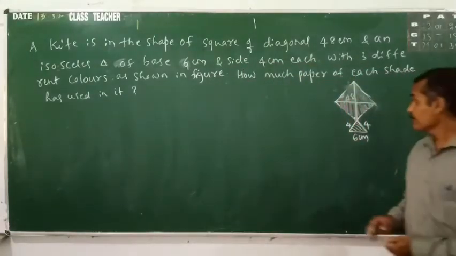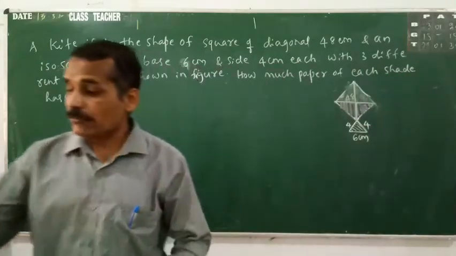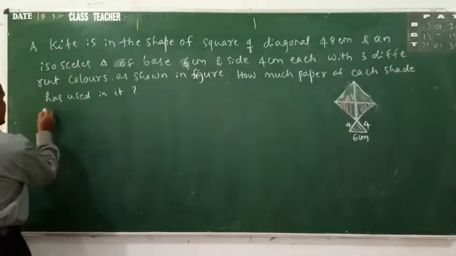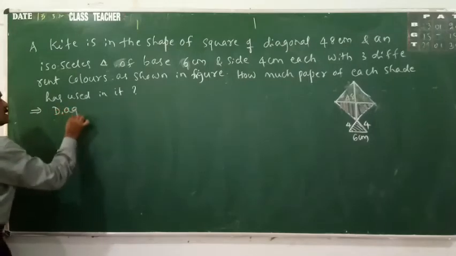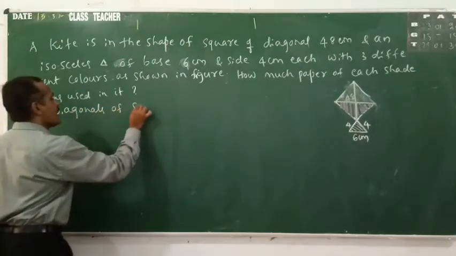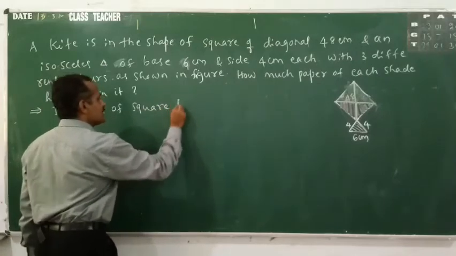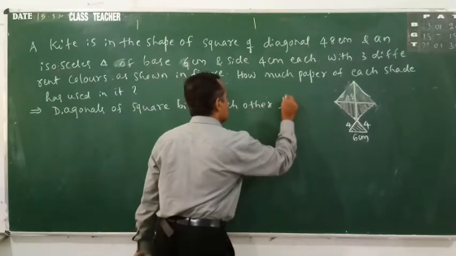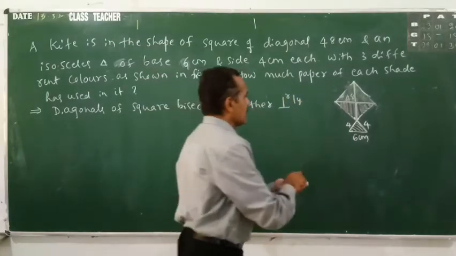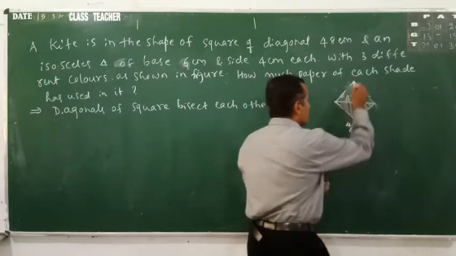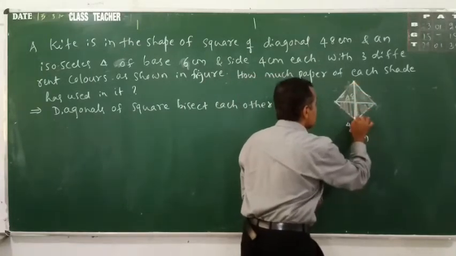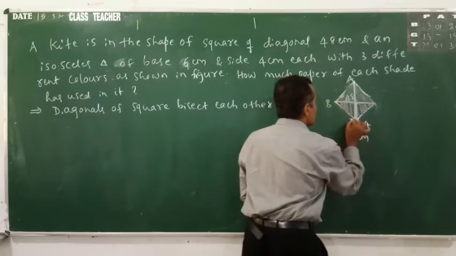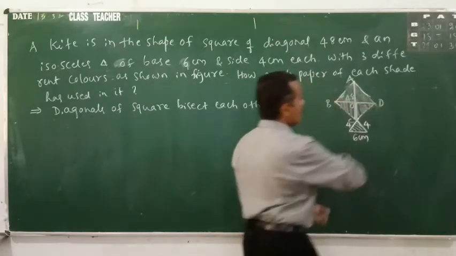What is to be done? I will tell you first. You know that the diagonals of a square bisect each other perpendicularly. I can start the solution like this: diagonals of a square bisect each other perpendicularly. That means, look at the board. This is 48. First let me name it: A, B, C, D. Let me write O here.